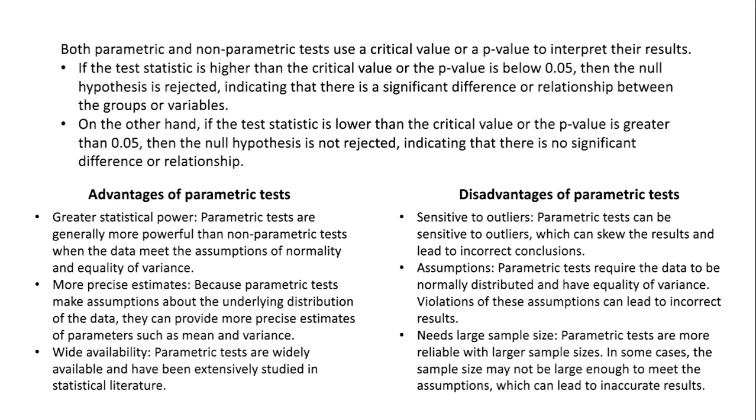Disadvantages of parametric tests. Sensitive to outliers. Parametric tests can be sensitive to outliers, which can skew the results and lead to incorrect conclusions. Assumptions. Parametric tests require the data to be normally distributed and have equality of variance. Violations of these assumptions can lead to incorrect results. Needs large sample size. Parametric tests are more reliable with larger sample sizes. In some cases, the sample size may not be large enough to meet the assumptions, which can lead to inaccurate results.